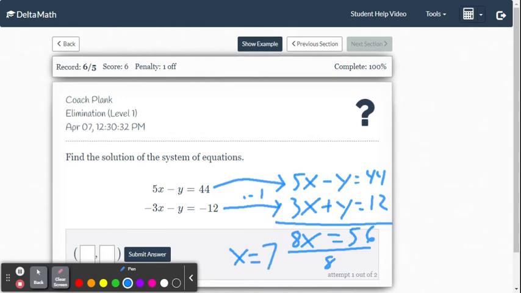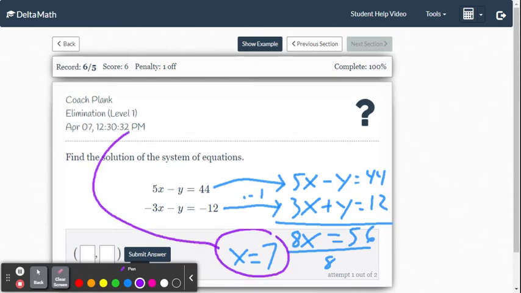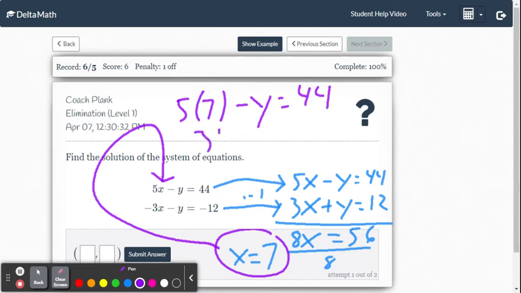Great. Now we need to know y. So we take that 7 and we're going to substitute it for x into either equation. I'm going to use the top equation. It looks easier to me. No need to deal with the negative, right? So 5 multiplied by 7 minus y equals 44. Just got to be careful that you substitute for the right variable, right? We solved for x, so I'm substituting for x. All right, so I get 35 minus y equals 44, okay?